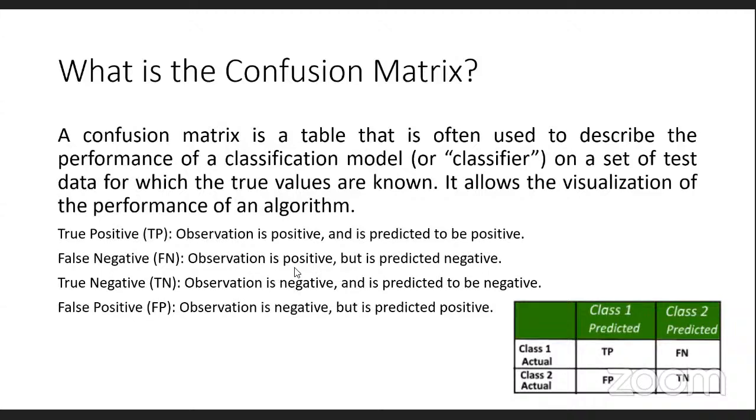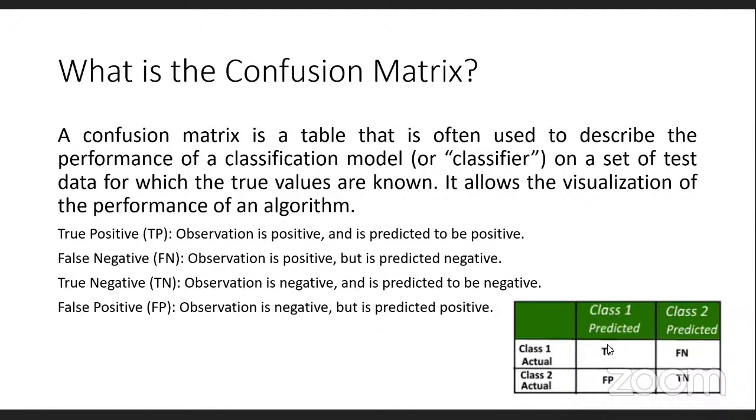Whatever model you have trained on the train data, if you are checking its performance on the test data, it is based on the test data. The true values are known here. The confusion matrix gives how actually the model is performing on the test data. In the confusion matrix, you should know four major things.